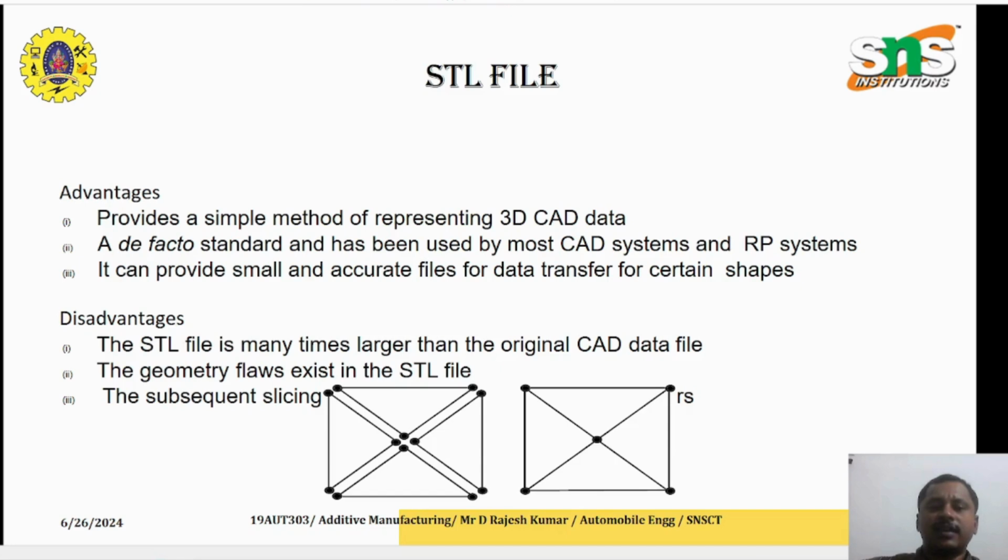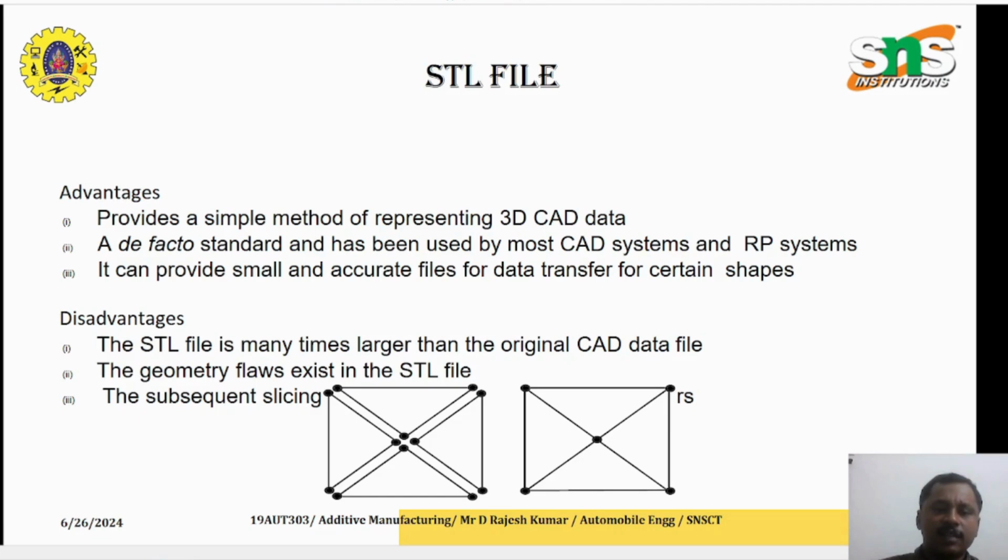So one of the advantages of this STL file format is that it is a simple representation of the CAD data, and most of the CAD and rapid prototype systems use this file format only, and it can provide an accurate file for transferring certain shapes. That is very important because the design should be read by the machine.